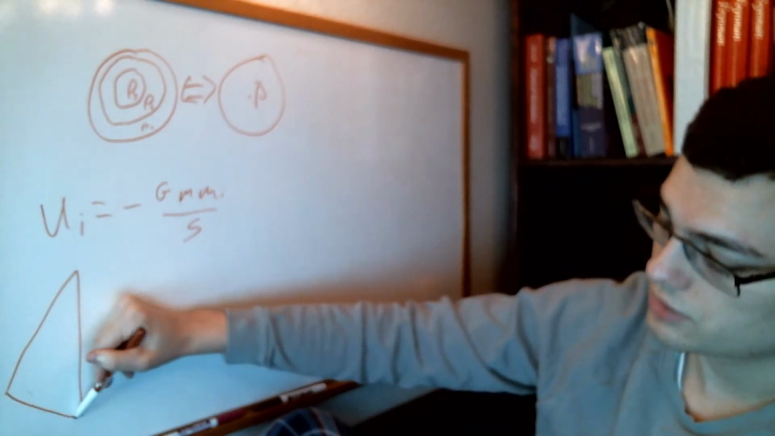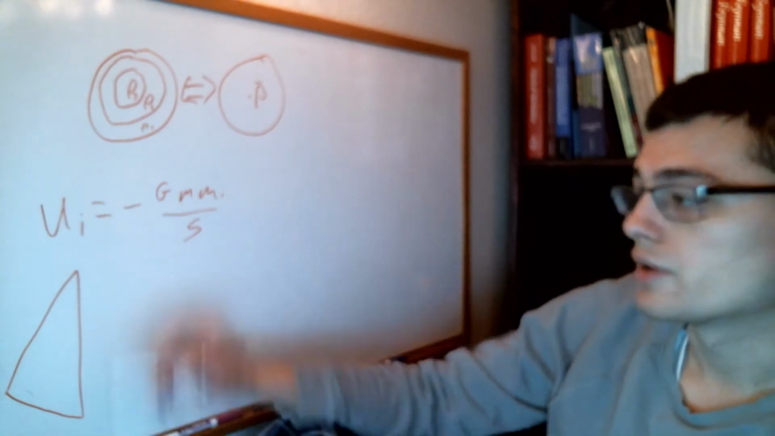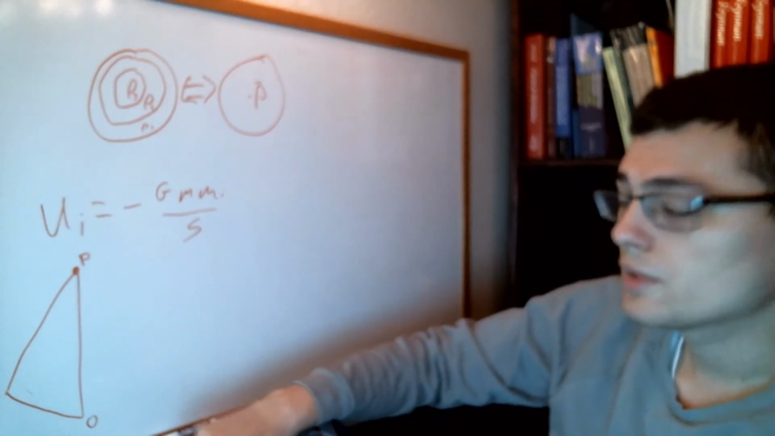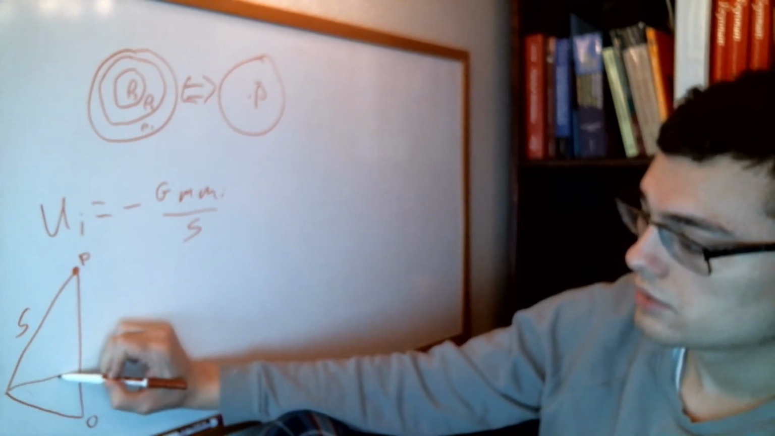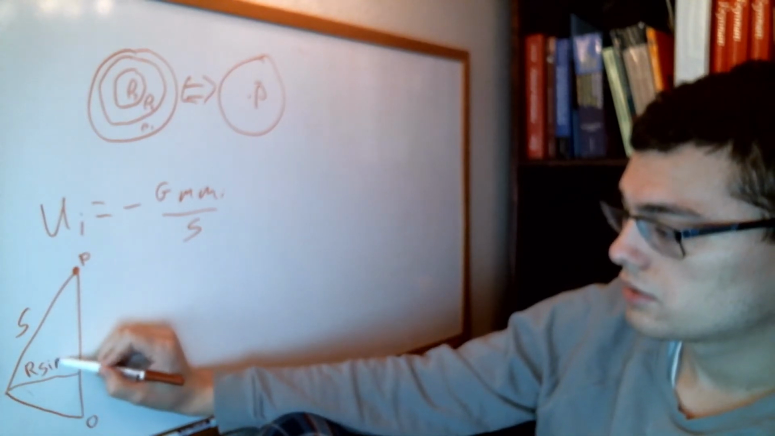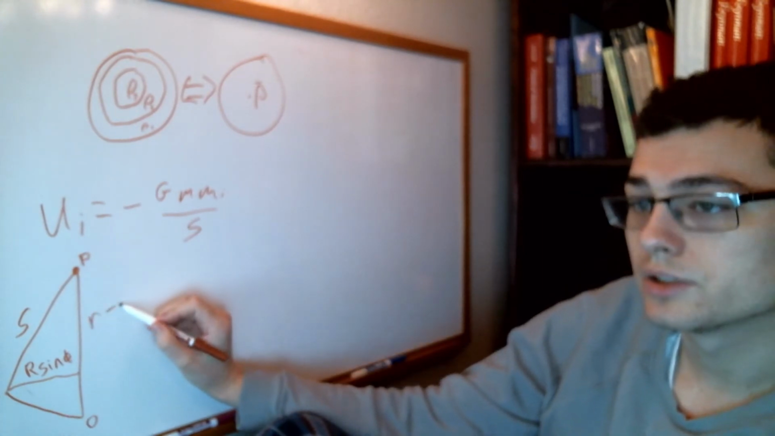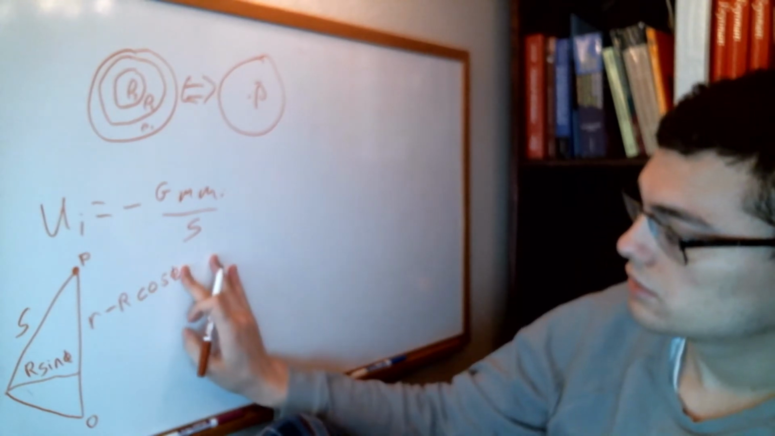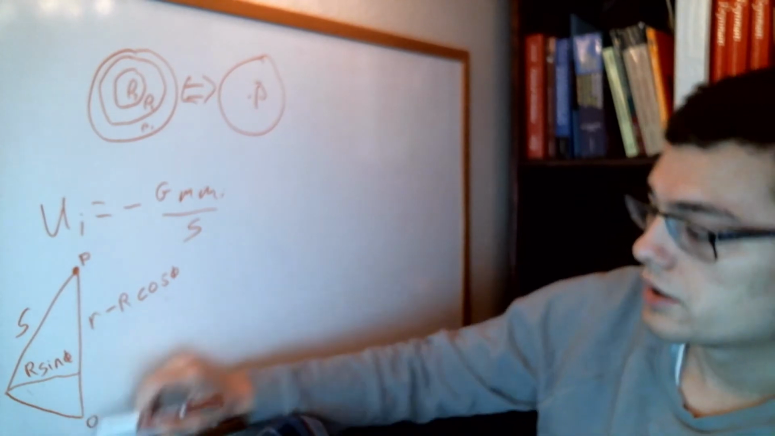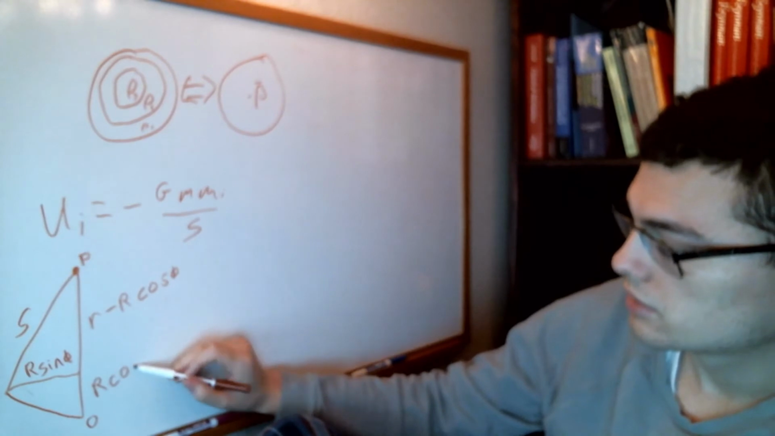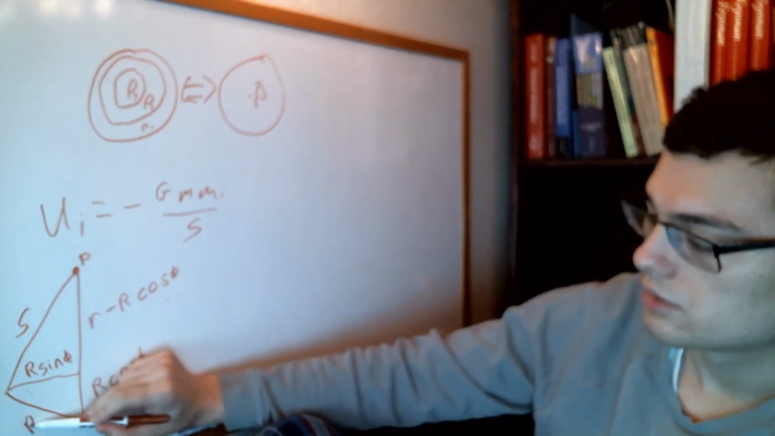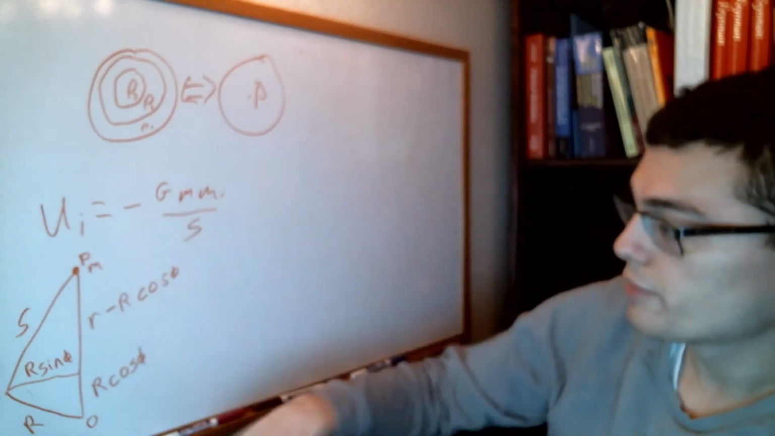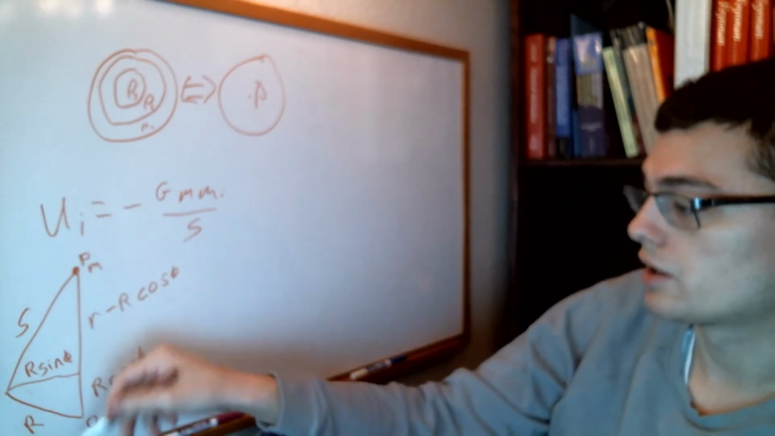So if we have this here, say, and this is going to be some point P, this is going to be our origin, this will be our side s, this will be R minus r cosine phi, and this will be r cosine phi, as this is R, and this is where our mass is going to be located, away from the origin.